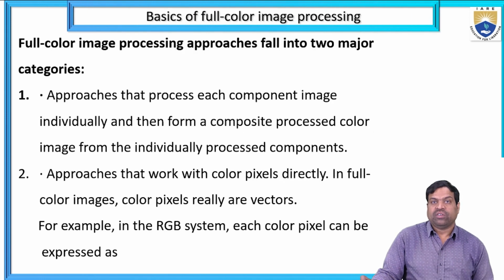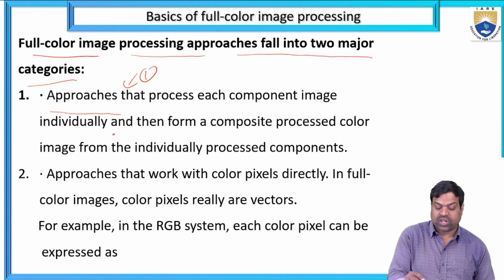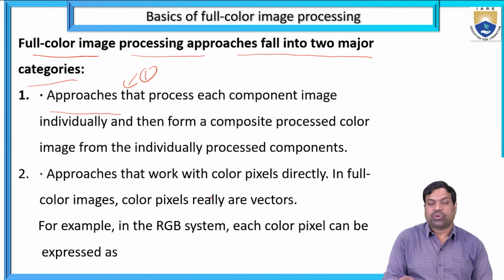So when we are going for the basics of full color image processing, the full color image processing approaches fall into two major categories. Approach 1 is to process each component image individually and then form a composite processed color image from the individually processed components. And approach 2 is to work with color pixels directly in the form of color images. Color pixels really are vectors.